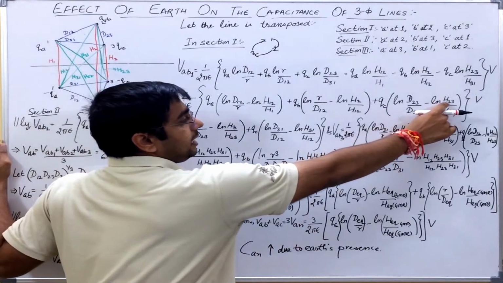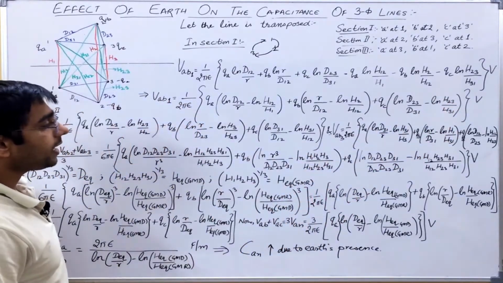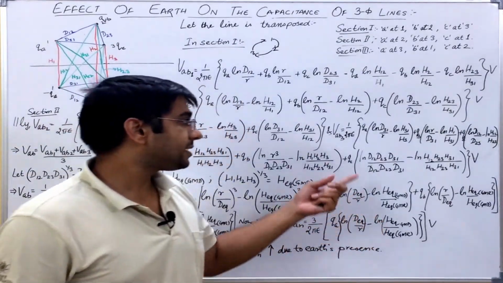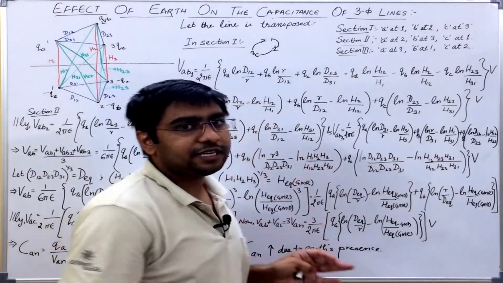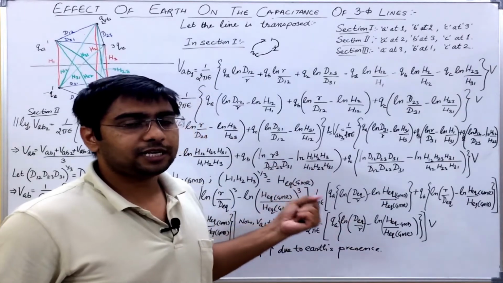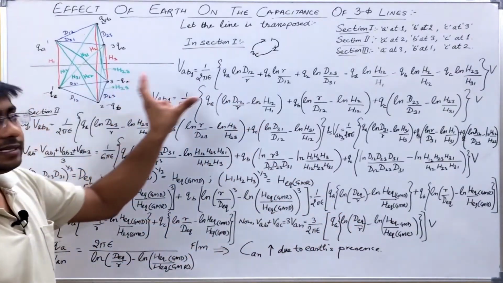For this, D31, D12, same. Similarly, I can write VAB in section 3 also, which I have written here. So you see, although the board may seem crowded, it is very easy to write the expression for the potential difference. Now, we will take the average for the 3 sections.